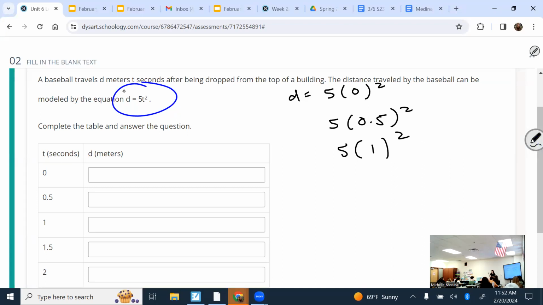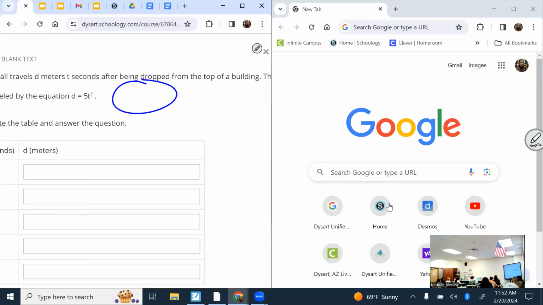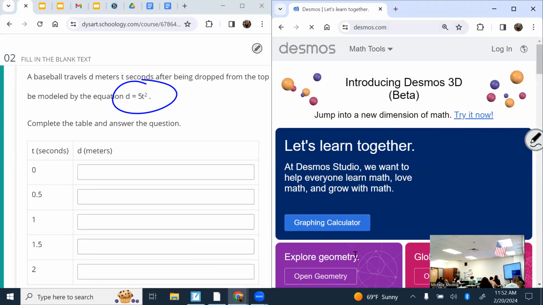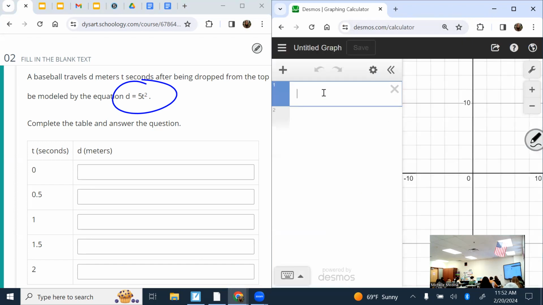And again, I'd make sure anytime you plug in, use parentheses. This time I'll show you on the calculator because that's what I would recommend you use, even if the problem's easy. It'll just be more accurate. Okay, so 5 times 0 squared is 0.